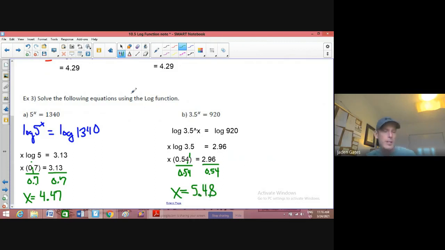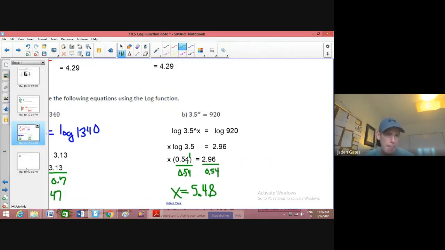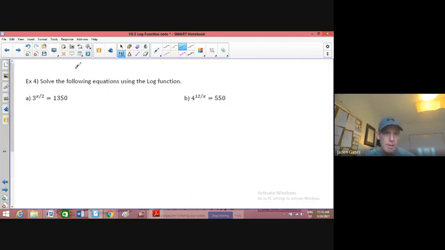There we go. All right, now I'm going to do the same thing here. We're going to step it up a little bit, and I'll show you what I mean by that. Here we go, example 4. Again, solve the following equations using the log function.